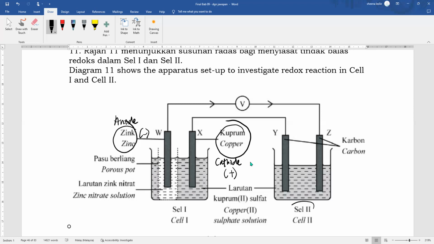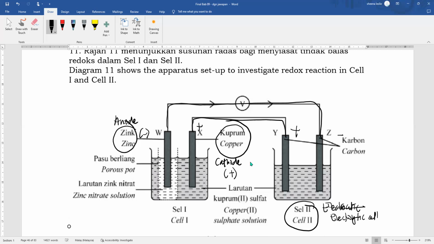Now you look at cell 2. Cell 2 is an electrolytic cell. In an electrolytic cell, I must have the battery. But where's my battery here? Cell 1 is the battery. Correct. Cell 1 is the battery for my cell 2. So if this is a negative, I go here. Here is also my negative. And if this is my positive, I go here. This is also my positive.